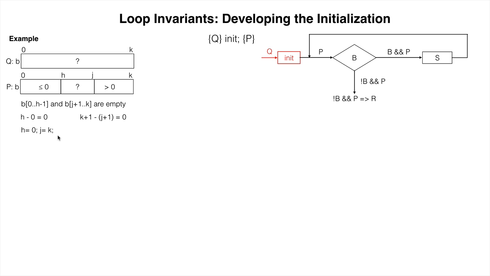Remember that k is given to us, and it is j that we are trying to initialize. That's why the statement assigns a value to j and not to k.